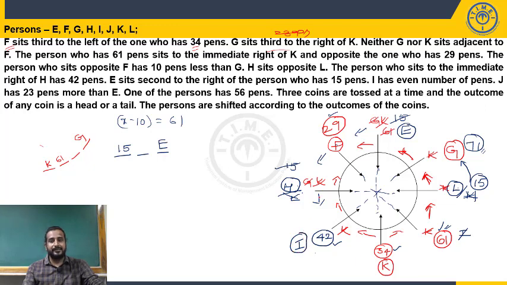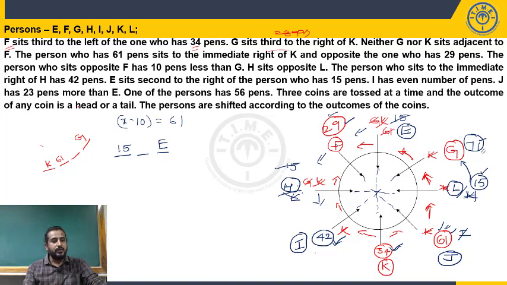Now, out of 8 persons, 7 are fixed. Look at 1, 2, 3, 4, 5, 6, 7. Who is the only remaining person? E placed, F placed, G placed, H placed, I placed, J not yet. So, J has 61 pens. And how many values are identified? 1, 2, 3, 4, not yet, 5, 6 values. So, 2 more values.